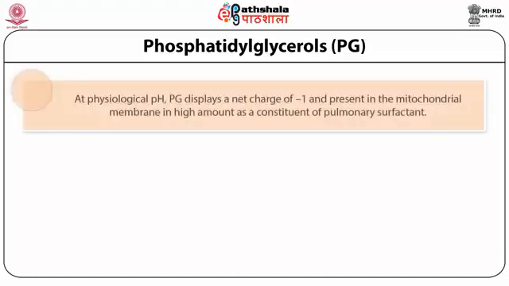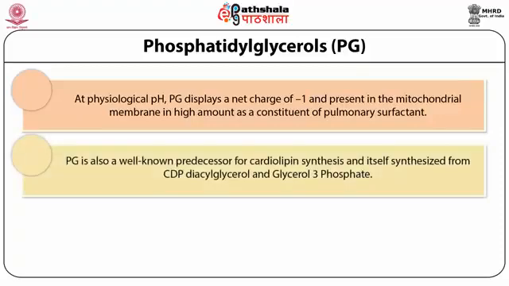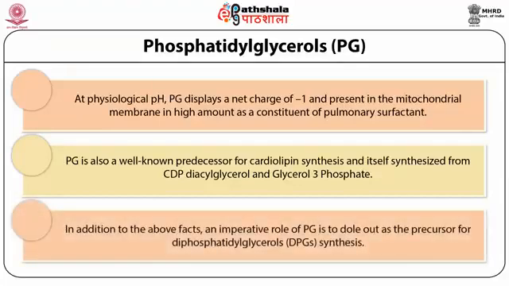Phosphatidylglycerols. At physiological pH, phosphatidylglycerol displays a net charge of -1 and is present in the mitochondrial membrane in high amounts. It is a constituent of pulmonary surfactant. Phosphatidylglycerol is also a well-known precursor for cardiolipin synthesis, and it is itself synthesized from CDP-diacylglycerol and glycerol 3-phosphate. In addition to the above facts, an important role of phosphatidylglycerol is to serve as a precursor for diphosphatidylglycerol synthesis.